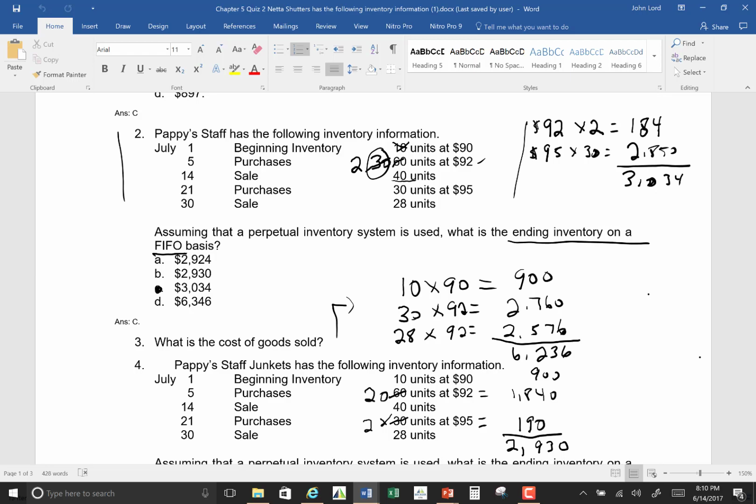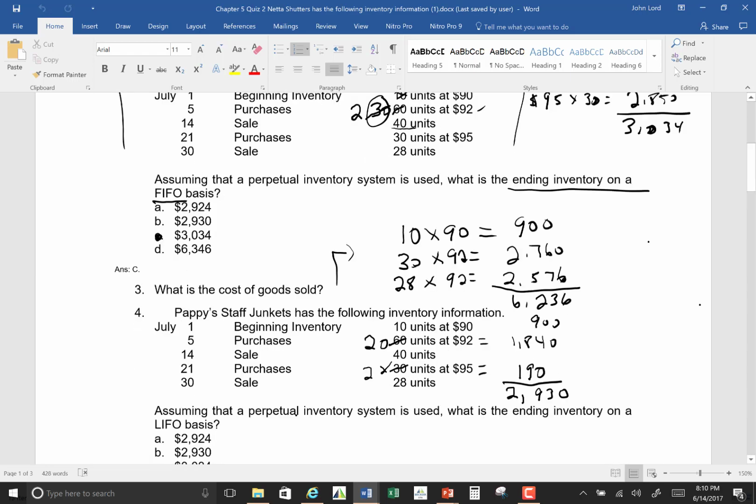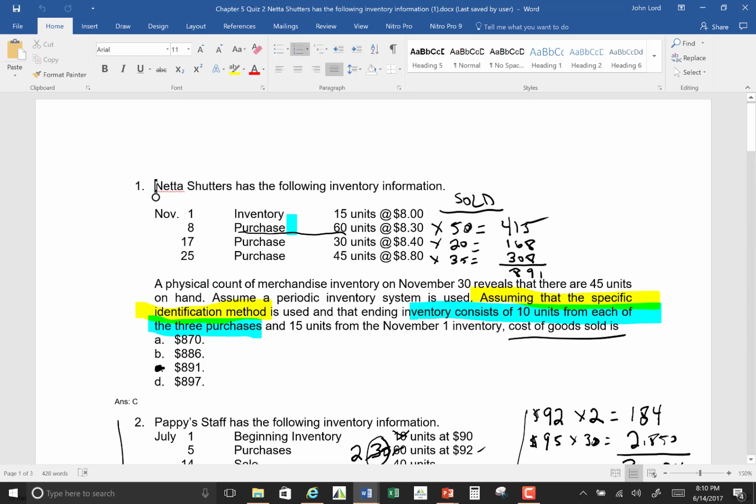Go back to number 1. Okay. So you sold 10, so from November 1st, it was 5 units. No. Are you doing this one right here? Yeah. This one, the problem told me that there was 10 units left from each batch. If that's the case, then I must have sold 50, I must have sold 20, I must have sold 35.